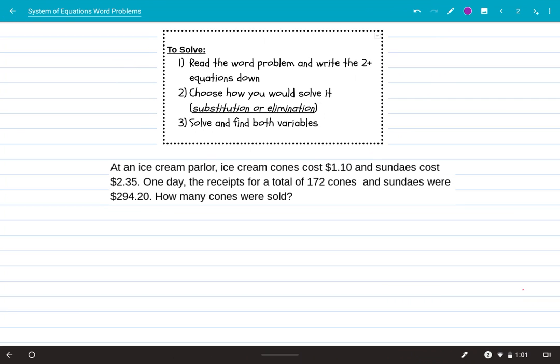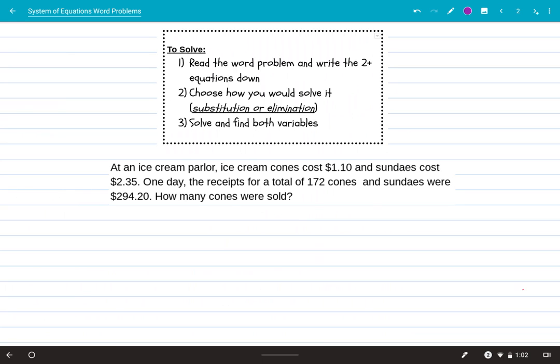Then, once we've written down the equations, we're going to choose: are we going to do substitution, which is when one of the letters is by itself, or are we going to just do elimination, which we learned last week, when we had to multiply both equations? Then we're going to solve and find both variables. So now we're going to do 2 examples on this page and 1 more on the next.